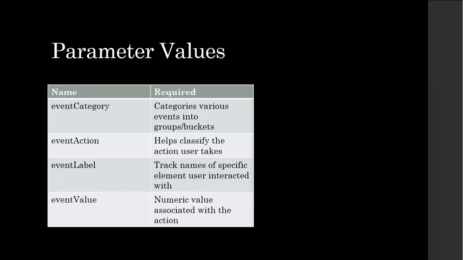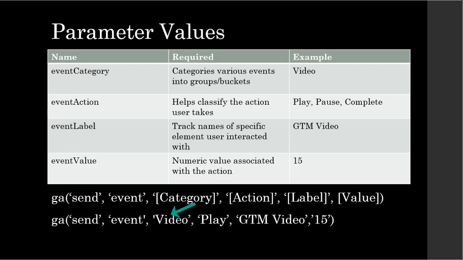For example, if you're trying to track a video, in that case, your event category can be video, event action can be play when the user plays it, pause when the user pauses it, complete when the video completes. So there could be 3 different actions depending on the state that user is in. And then the label could be the name of that video that's playing. And for the value, you can pass in number of minutes of the video that was watched.